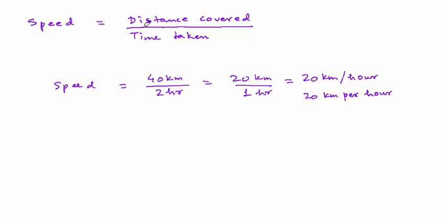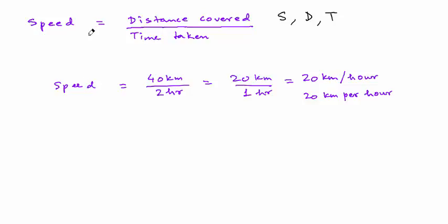Note that there are three quantities involved in this formula. We have the speed, we have the distance, and we have the time. And given any two of these three, we can always find the third using this formula. So like given the distance and the time, you can divide the distance with the time to find the speed. How do you find the distance given the time taken and the speed?